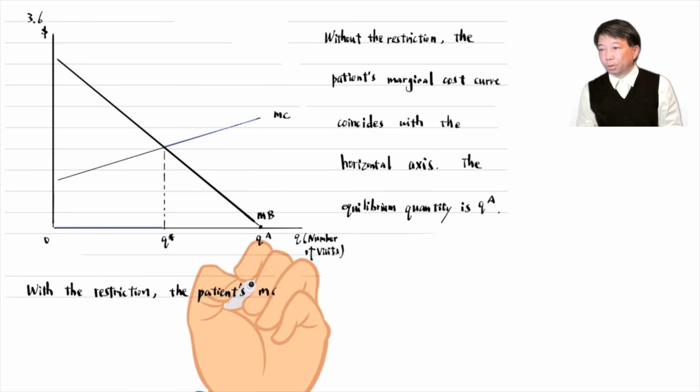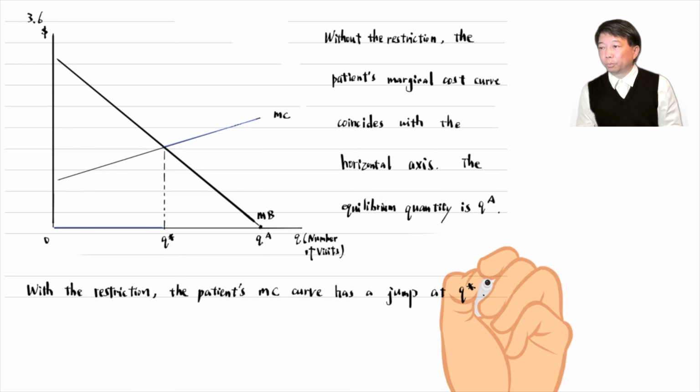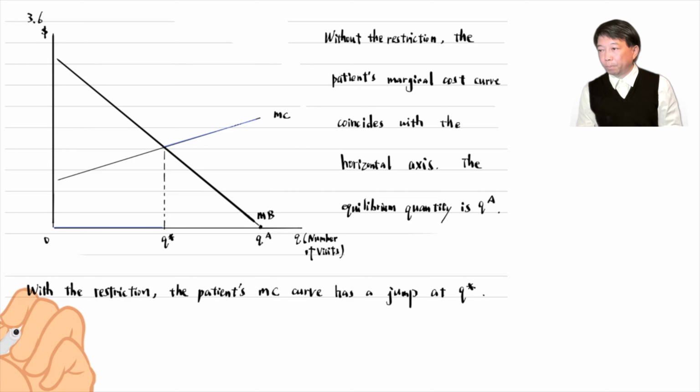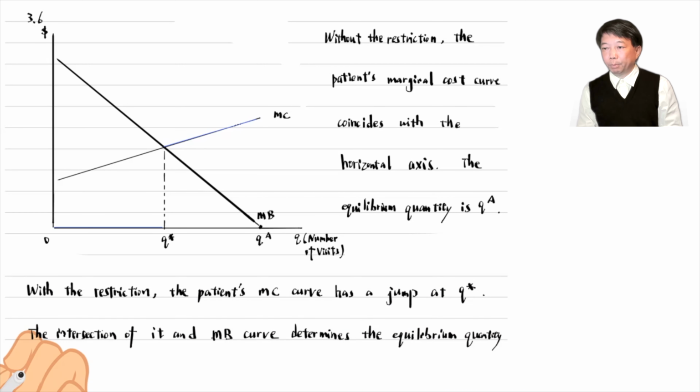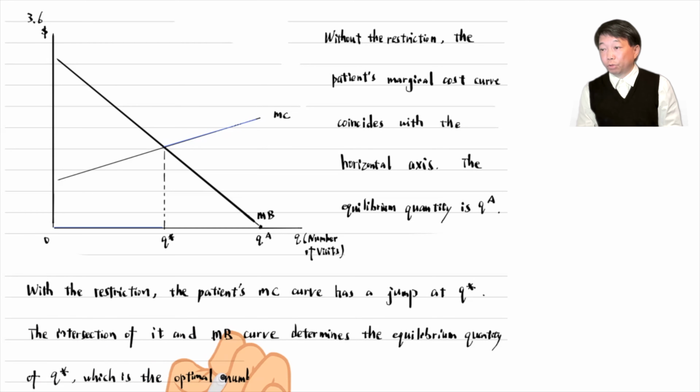The patient's marginal cost curve jumps at Q star with the restriction. It is 0 only for the part smaller than Q star visits, as the blue curve shows. The intersection of it and the marginal benefit curve determines the equilibrium quantity of Q star, which is the optimal number of visits. The restriction solves the moral hazard problem. The restriction shifts some risk to patients. It is a trade-off between efficiency in services and in risk-bearing.